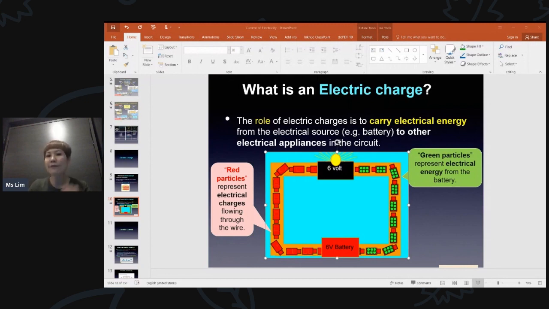Okay, so every single charge carries enough energy to be supplied to the light bulb to be converted to heat and light. Okay, we'll talk a little bit more about the 6 volt when we come to EMF and potential difference. But the main important concept you need to know is charges are the delivery people. They are the delivery guys within the closed circuit. And what they carry with them is simply the electrical energy.